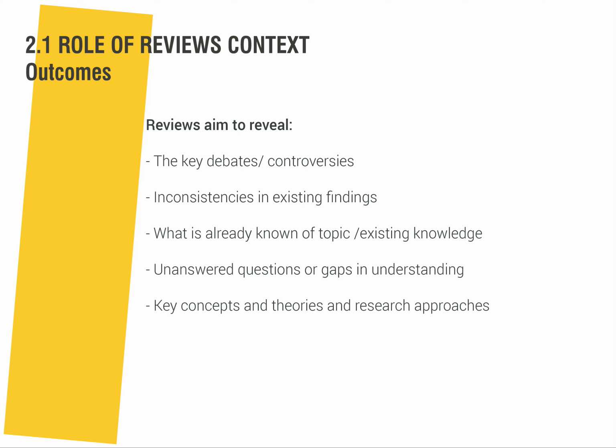And where does the flexibility come in? So here we have a diagram of some of the potential logical and knowledge outcomes that you might get from a review, and it's not necessary to achieve all of these all of the time. So firstly, a review would aim to reveal what the key debates and controversies there were related to your research question, problem, or topic. Secondly, it might look for inconsistencies, material where there are contradictions or different approaches.